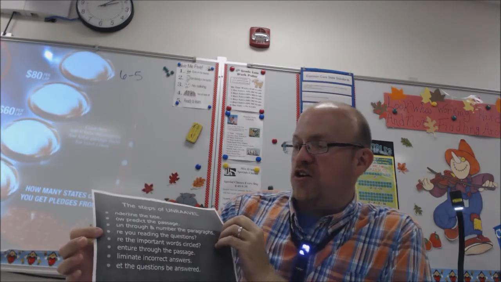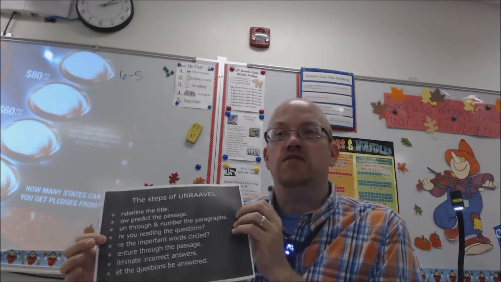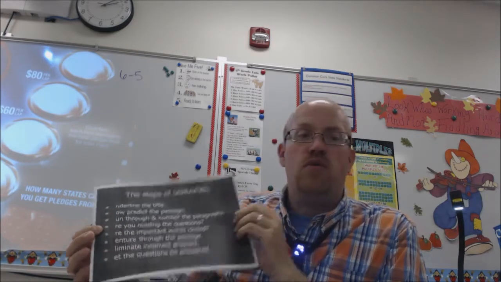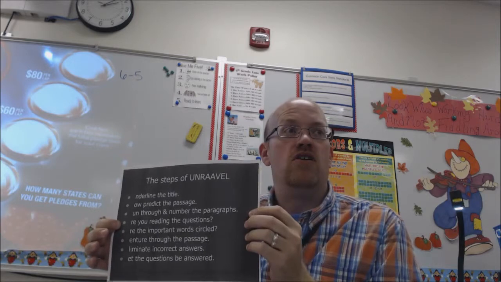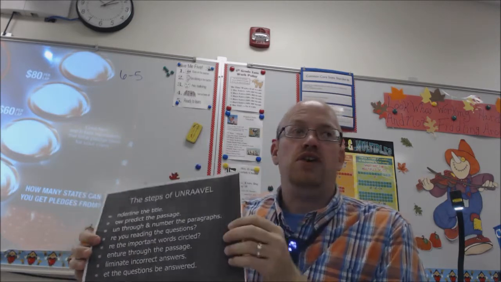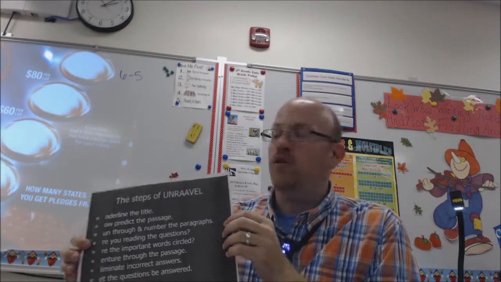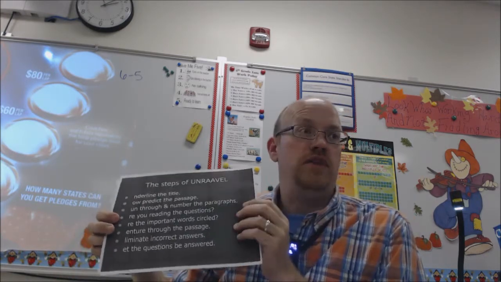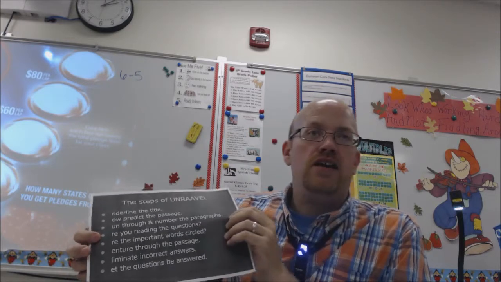A, the first A: are you reading the questions? So that tells us we're going to read the questions. The other A: are important words circled? So we might look in our questions and circle some important words. It's kind of like in math with our cube strategy, we underline important words. Same thing with the UNRAAVEL. V, venture through the passage, which means we're going to read through the story. And then E, eliminate incorrect answers.